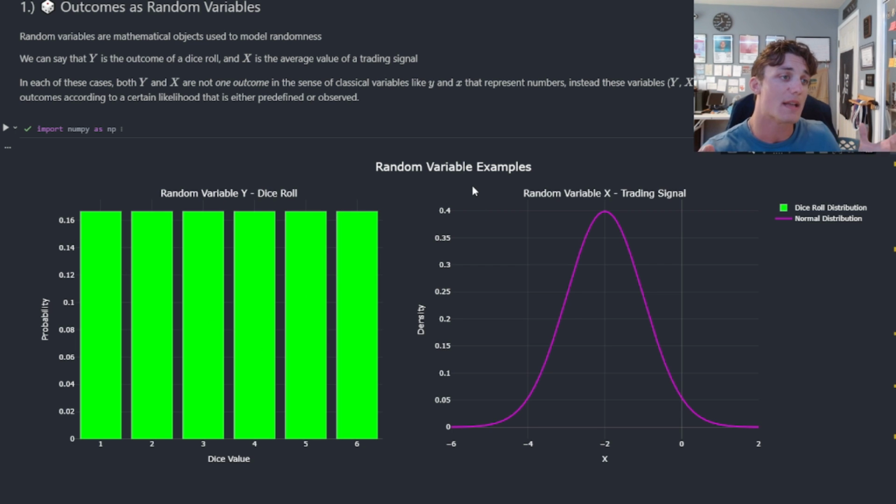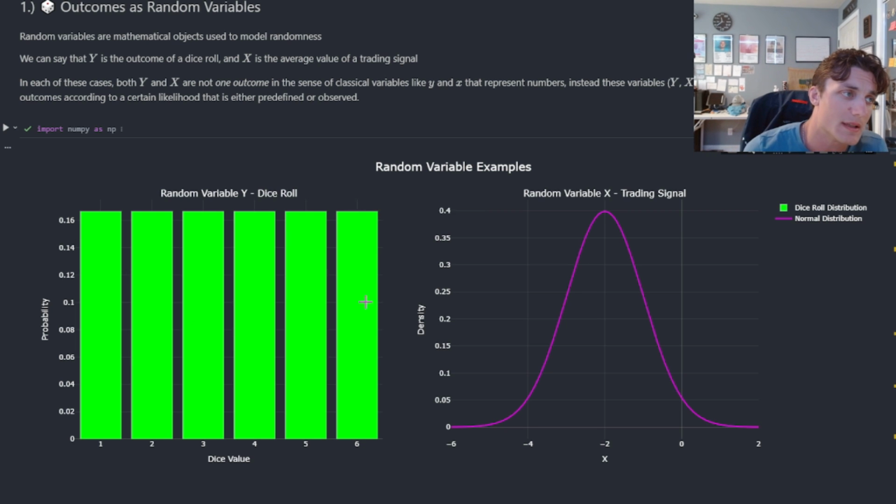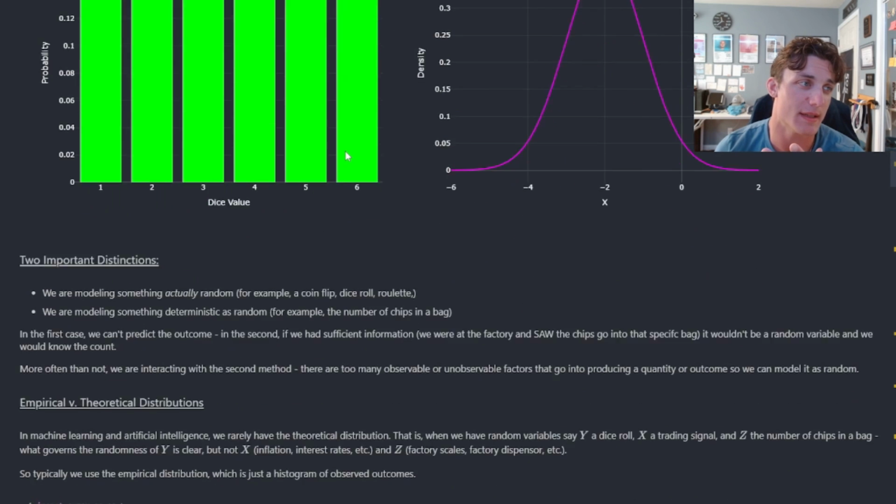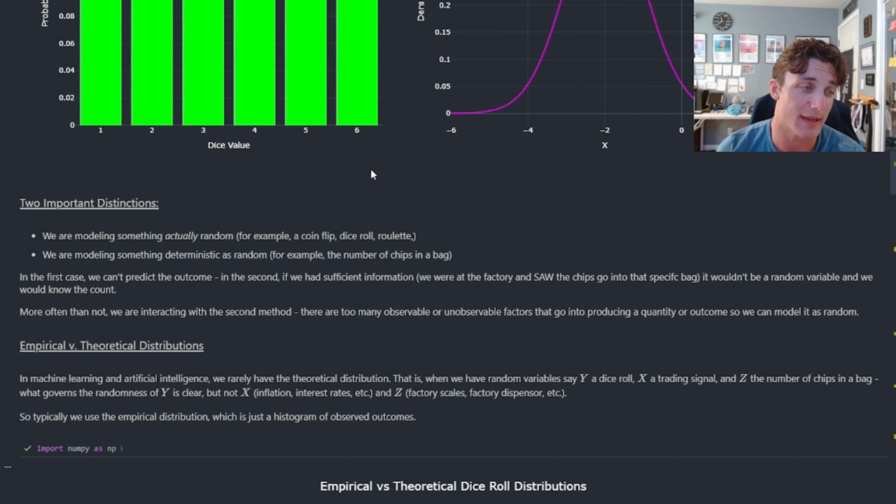The outcomes themselves all have different likelihoods of occurring. So on the left, if we look at the discrete outcomes, all of these bars are the same height. So each outcome is going to have the same likelihood of occurring. On the right, that's not necessarily the case. The outcomes in the center are going to be more likely than the outcomes in the tails. When it comes to dealing with these random quantities, there are a couple of really important ideas. The first being whether or not you are dealing with something that is actually random or something that we are treating as random.